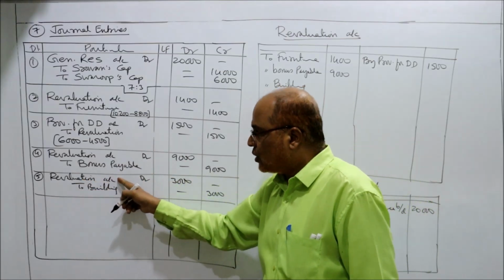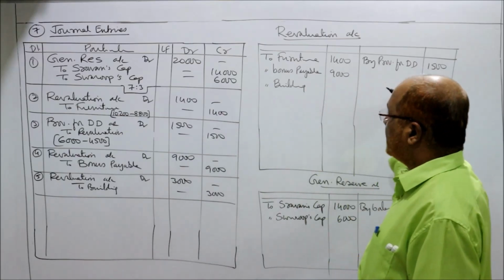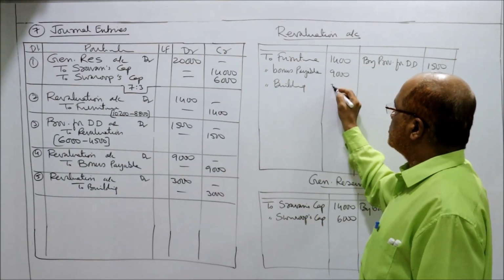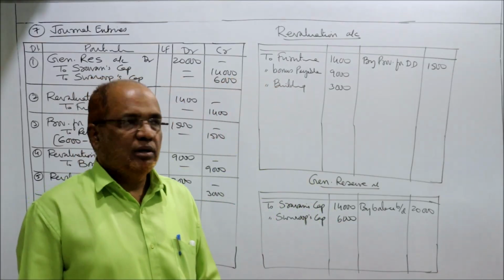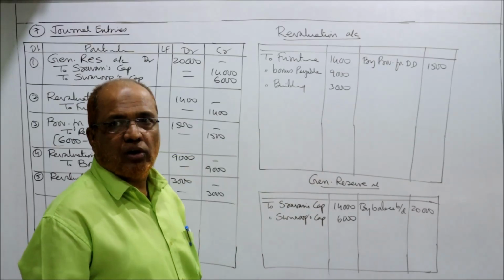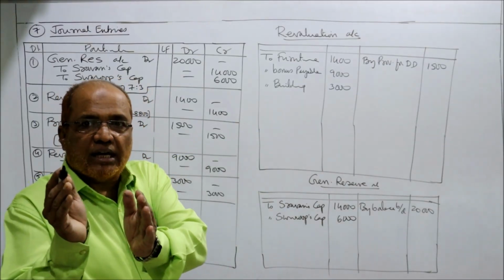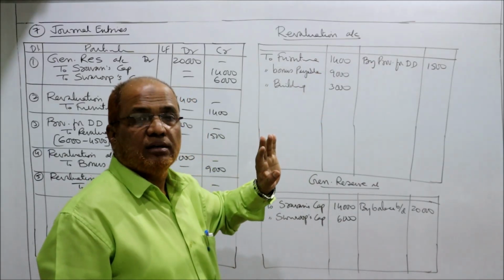Next, revaluation account debit to building. Where revaluation is debited we write on the debit side, and where revaluation is credited, on the credit side. So building 3,000. Over all the entries we have posted. Now we have to find out the balance in revaluation account, whether there is profit or loss. If the credit side is more, there is profit; if the debit side is more, there is loss, right?